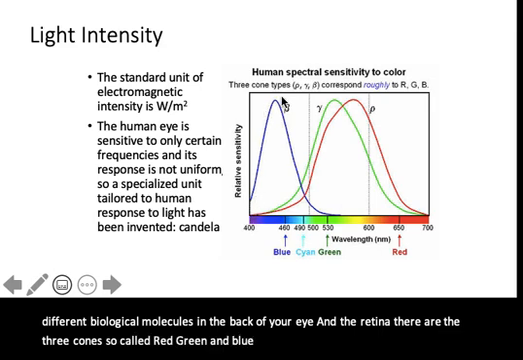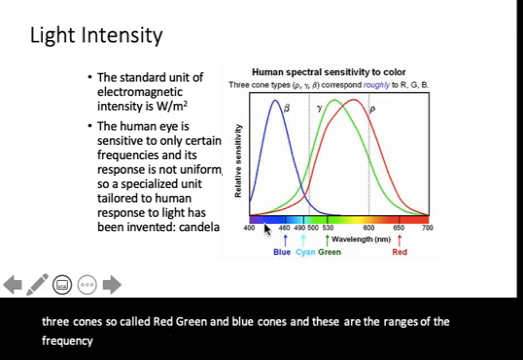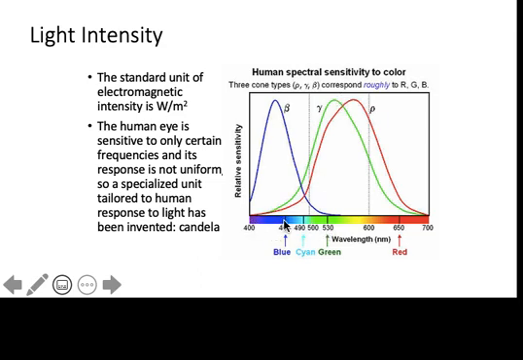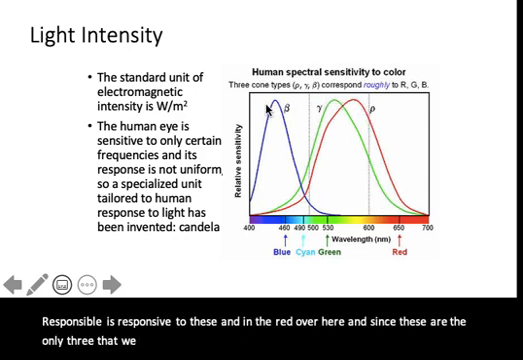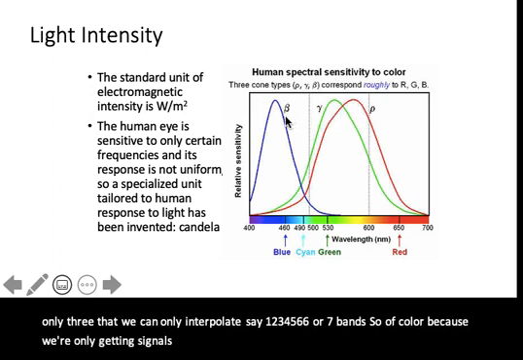And these are the frequency ranges over which those proteins are biologically active. Your blue cone will get triggered to various degrees, really hard at the peak and less at the edges by these wavelengths. The green is responsive to these, and then the red over here. And since these are the only three that we have, we can only interpolate, say, six or seven bands of color, because we're only getting signals from these three different molecules.